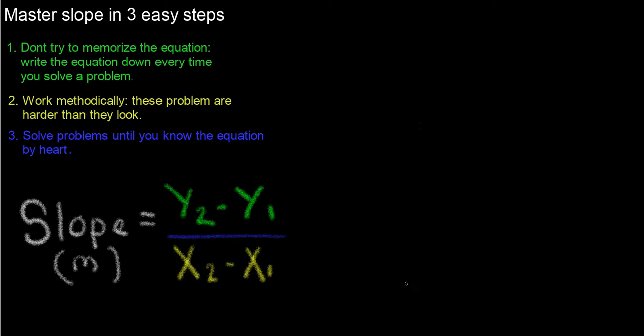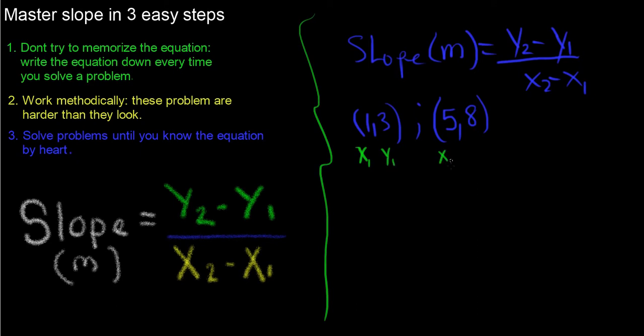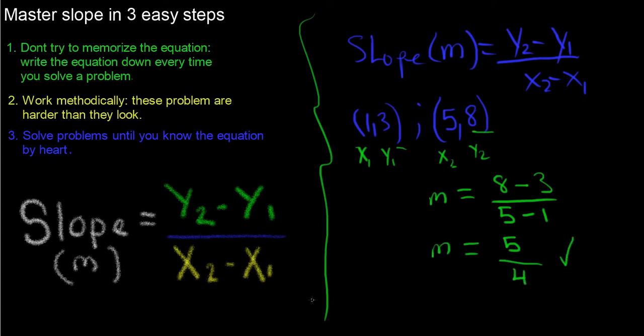Let's take a look at an example. First thing we do, we write down the equation. Slope m equals y2 minus y1 over x2 minus x1. The symbol for slope is m. So we want to find the slope of the line that connects these two points, 1, 3 and 5, 8. So the slope, let's label the points x1, y1, x2, y2. So m equals y2, which is 8, minus y1, 3, all over x2, which is 5, minus x1, which is 1. So m equals 8 minus 3, 5, over 5 minus 1, 4. So the slope m equals 5 over 4.